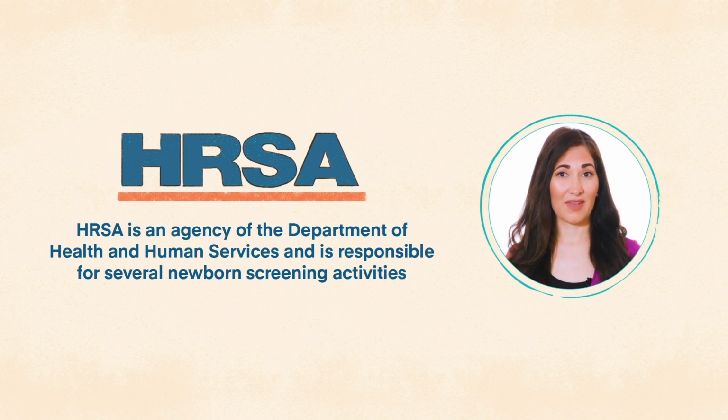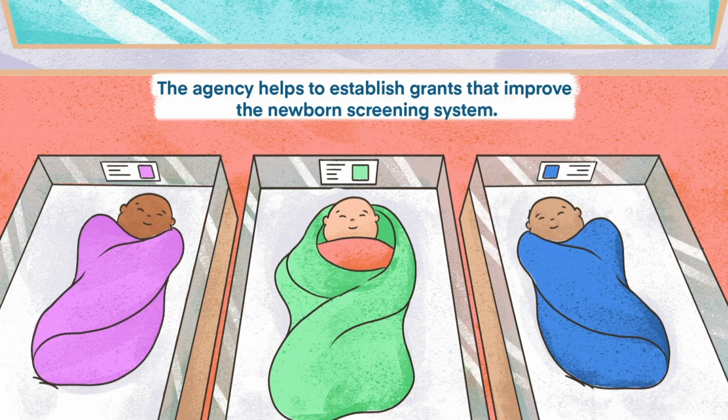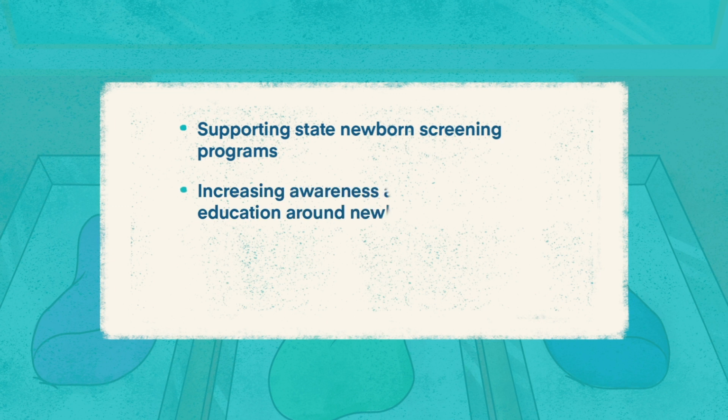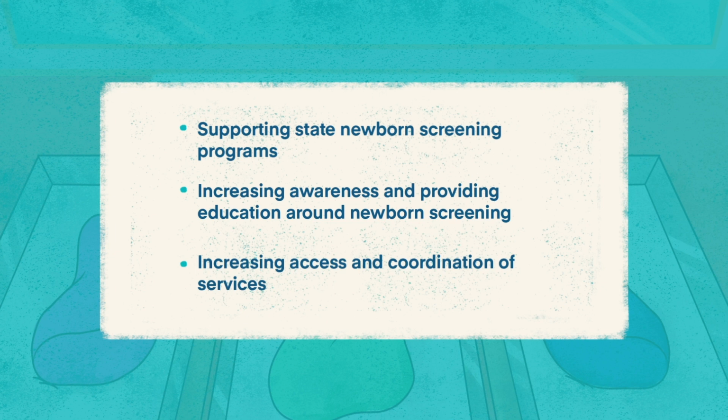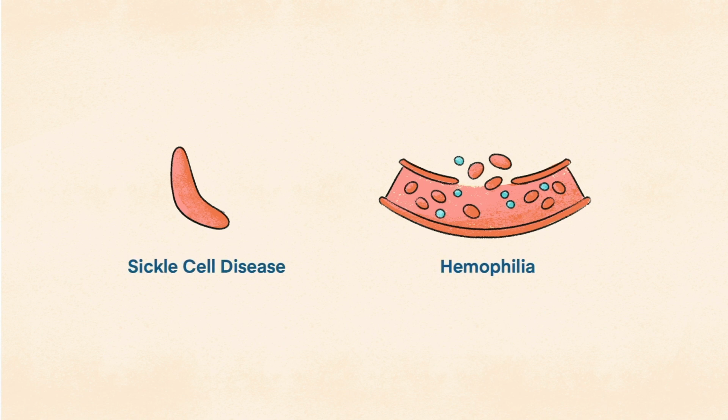HRSA is an agency of the Department of Health and Human Services and is responsible for several newborn screening activities. The agency helps to establish grants that improve the newborn screening system. These grants focus on supporting state newborn screening programs, increasing awareness and providing education around newborn screening, and increasing access and coordination of services. HRSA also develops condition-specific programs. Examples include programs around sickle cell disease and hemophilia.